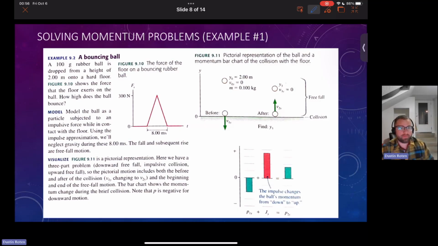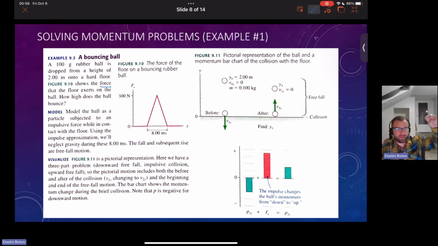So let's look at a couple of quick examples. So we have a 100 kilogram, nope, just a 100 gram rubber ball is dropped from a height of 2 meters onto a hard floor. Okay, so we've got that in figure 10 here. We've got the impulse that the ball's actually feeling when it hits the floor. So here it does say this is the force, but that would be the impulse.